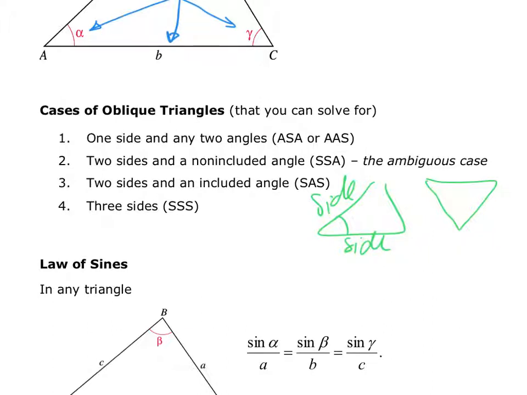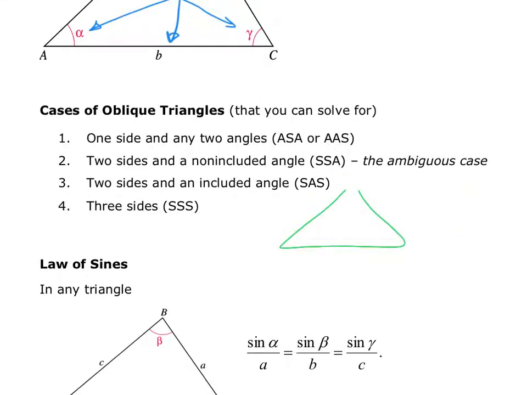And then last one is side, side, side. That's when you're given all these sides, and we're going to do that when we do the law of cosines. So law of cosines uses that one.